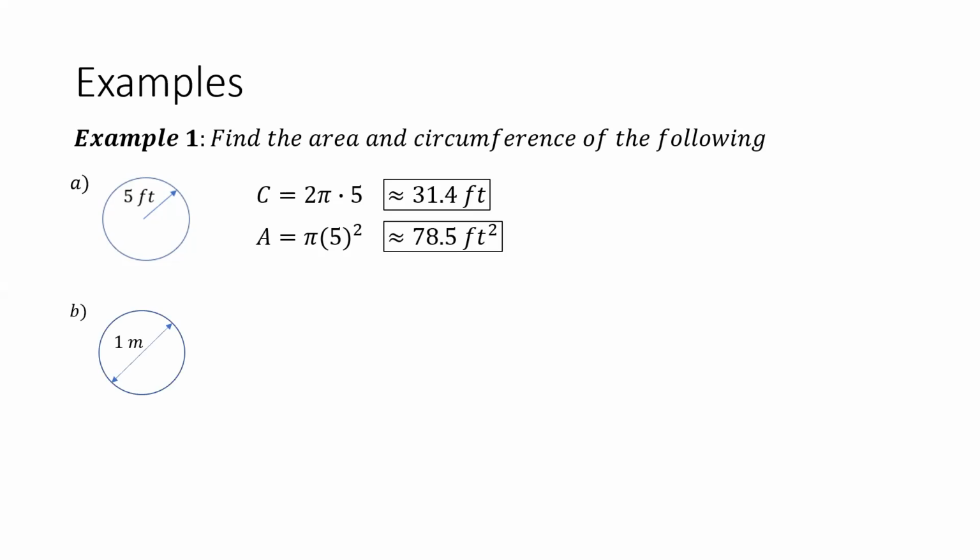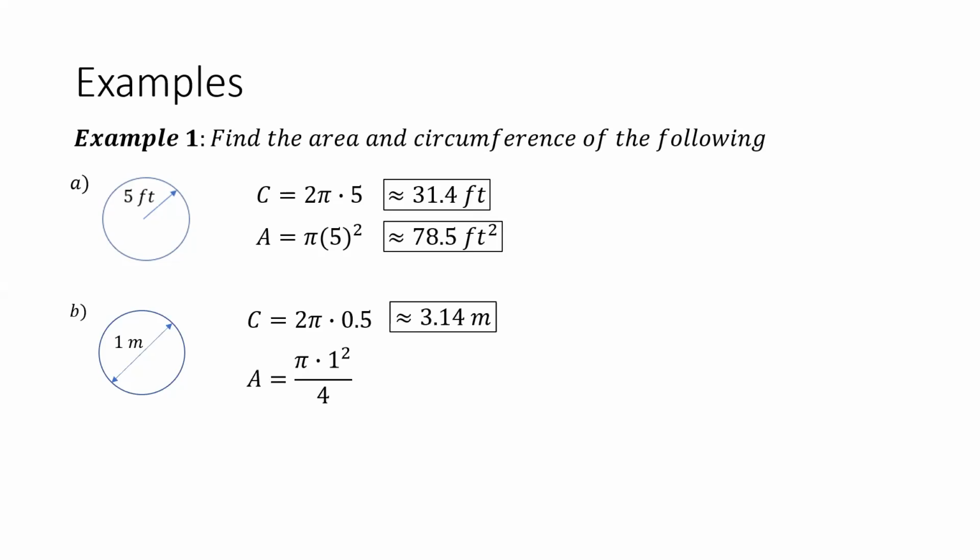In this case, I have a circle, and I'm given the diameter. So if I want to use the formulas 2 pi r and pi r squared, I have to do an initial step of finding what my radius is. So if my diameter is 1, my radius is going to be 1 divided by 2. So that's where that 0.5 comes from. And then just plug that in for my r. So my circumference is 3.14 meters.